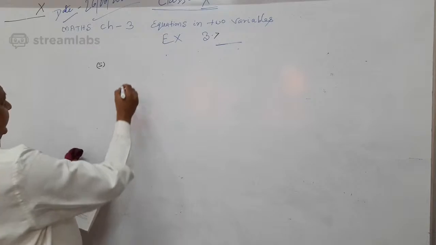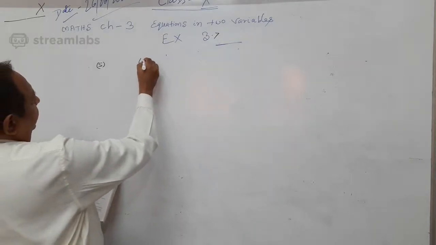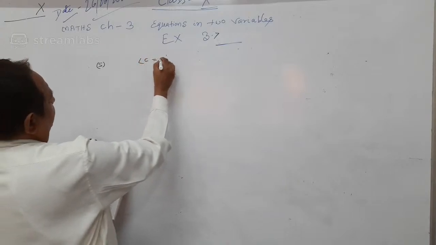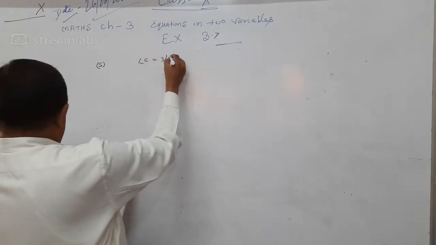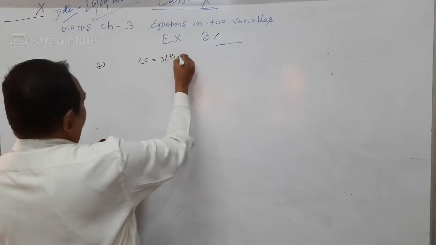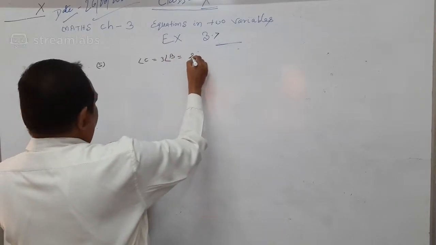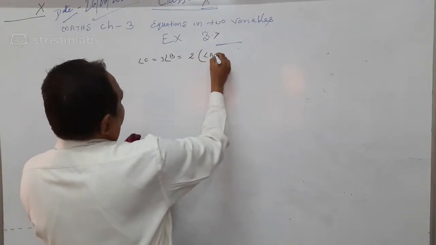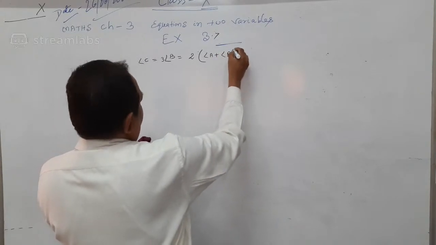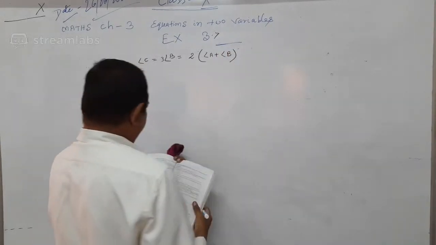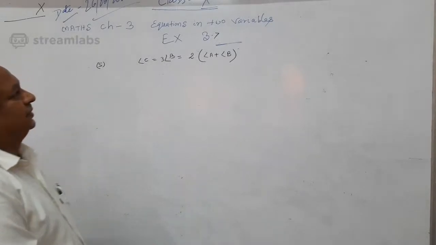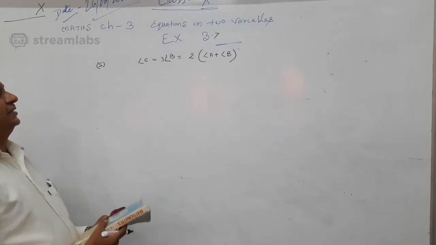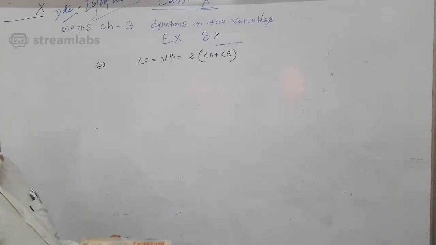In triangle ABC, angle C is equal to 3 angle B is equal to 2 into angle A plus angle B. Find the 3 angles. So this much is given. We have to find 3 angles of triangle ABC.